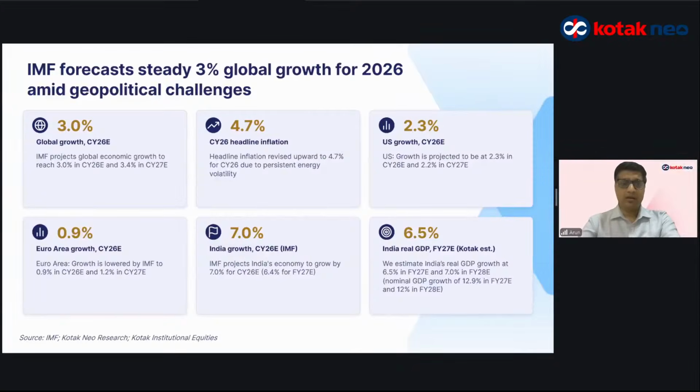India, meanwhile, the IMF projects economic growth to be around 7% for calendar year 2026. That's around 6.4% for FY27. And India will continue to stay as the fastest growing major economy, ahead even of China. China is projected to grow at around 4.6% in this calendar year.